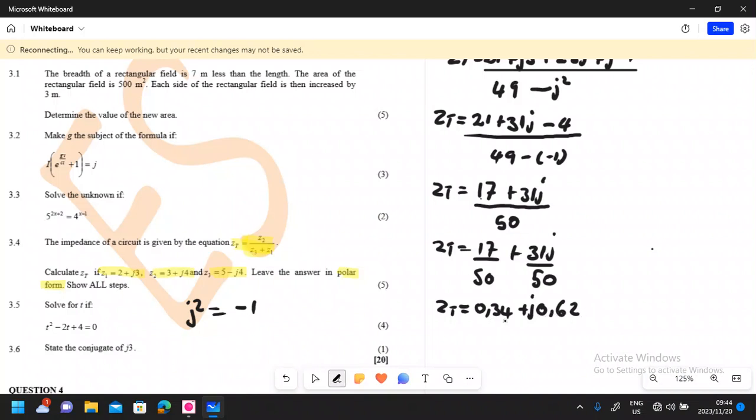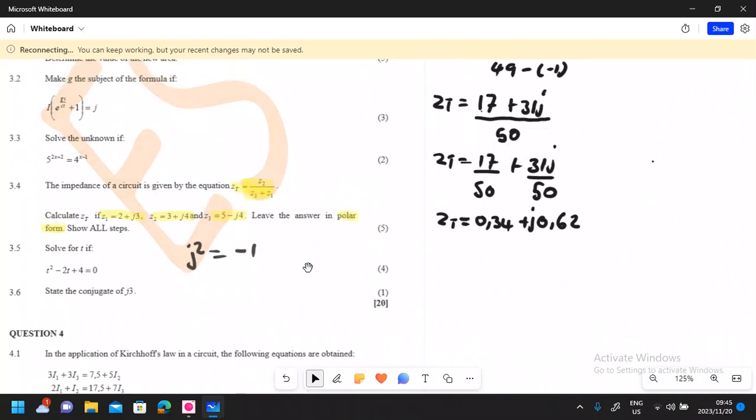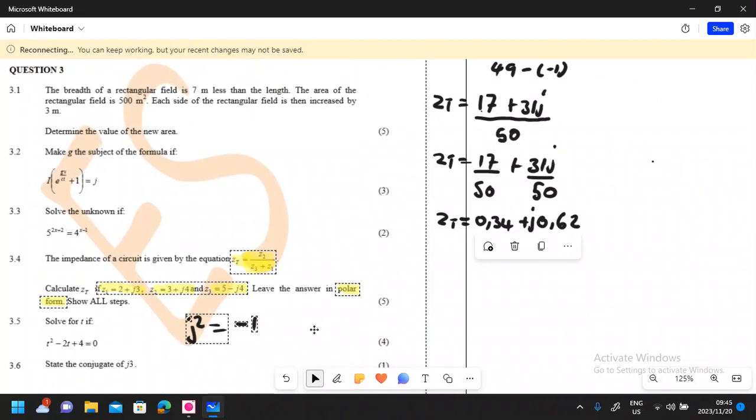Okay, so this is the final answer when it is written. But remember guys, they want you to change this to polar form. See this highlight? Give the answer in polar form. Now in order for us to get the answer in polar form, we need to calculate the modulus.